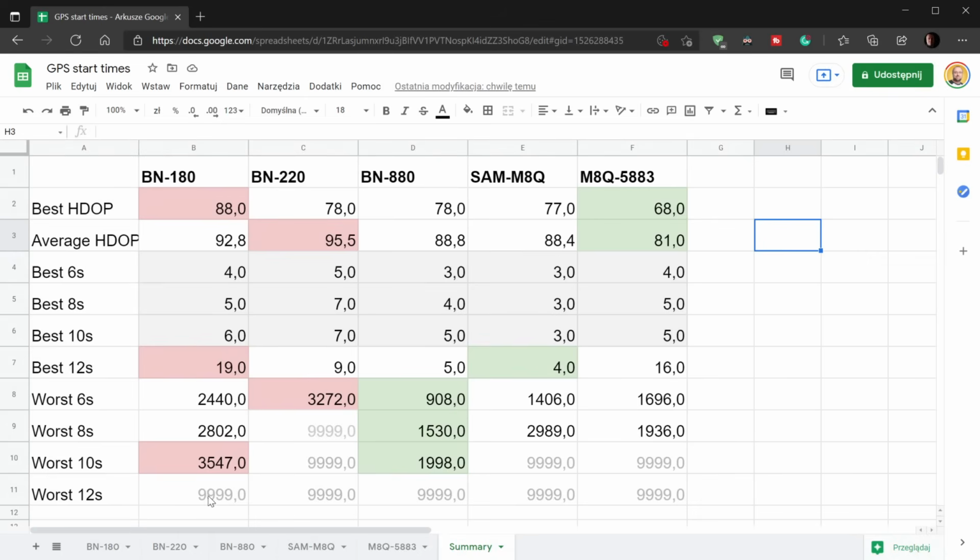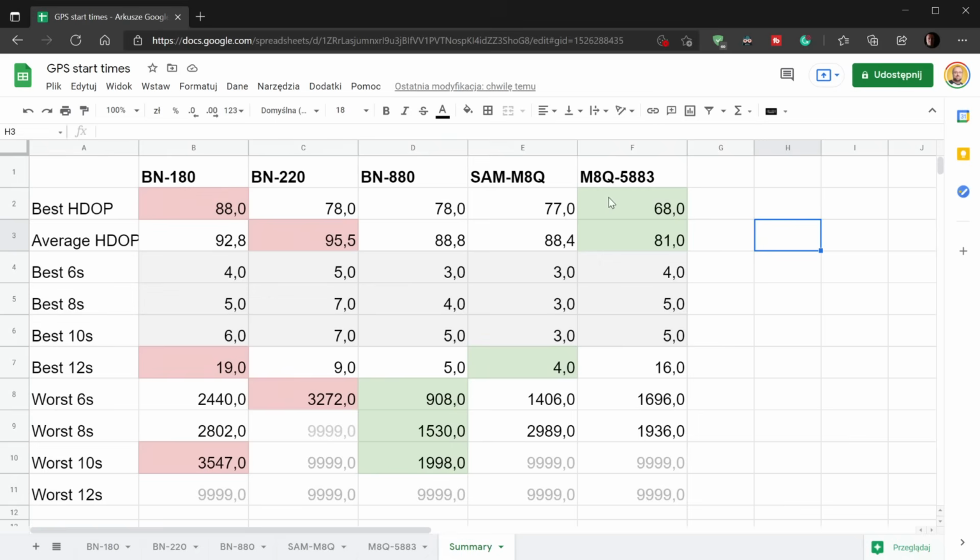In some of the places you see the values in gray. The gray means that in this case this unit was not able to get to the conditions of this row within 1 hour. If it crossed 1 hour, then disqualification, we are not measuring this one. And it's time for the data analysis. First category, best horizontal dilution of precision.